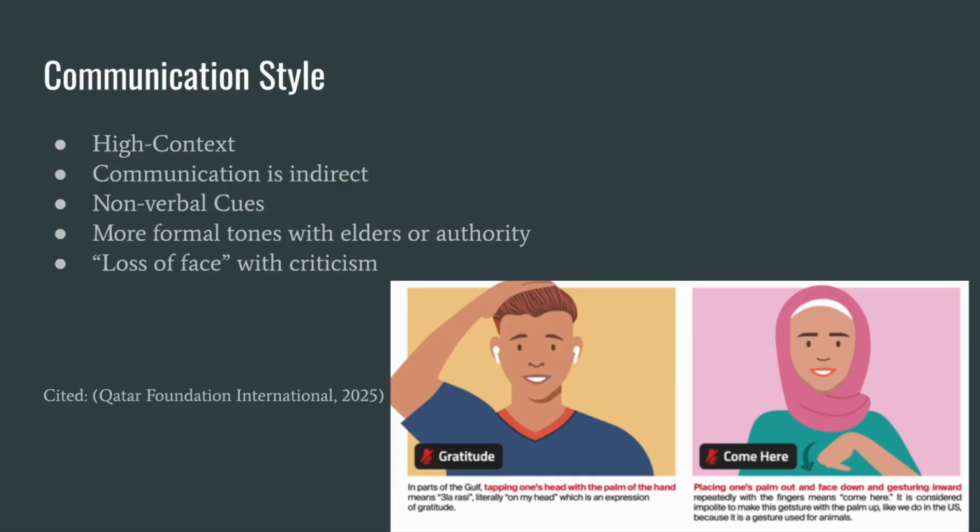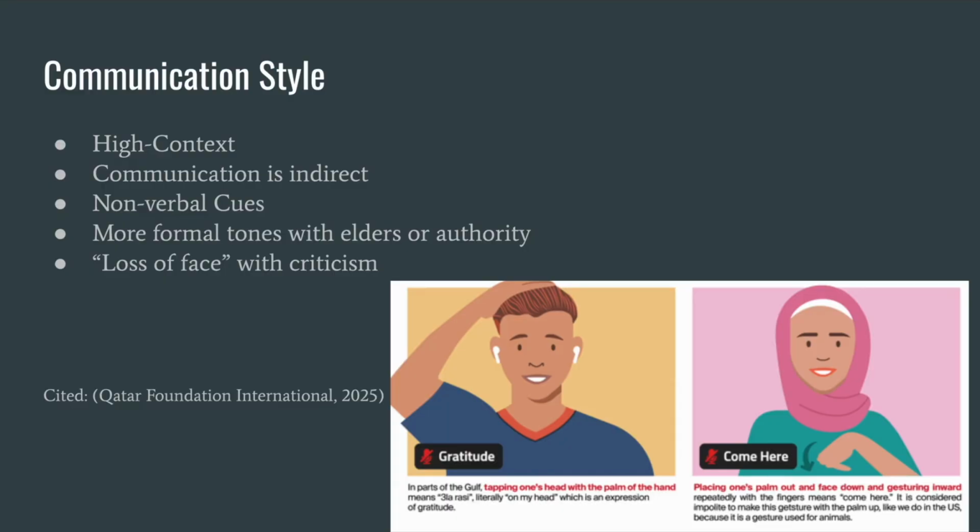The communication style of Arabic students is high context, meaning messages are generally conveyed indirectly, and there's a large emphasis on nonverbal communication, shared cultural knowledge, and social context rather than explicit verbal language. There are also more formal tones used with elders and authority, like in the various use of language that Danielle mentioned above in our earlier presentation. Communication is indirect, and there are many gestures and nonverbal cues that are used.